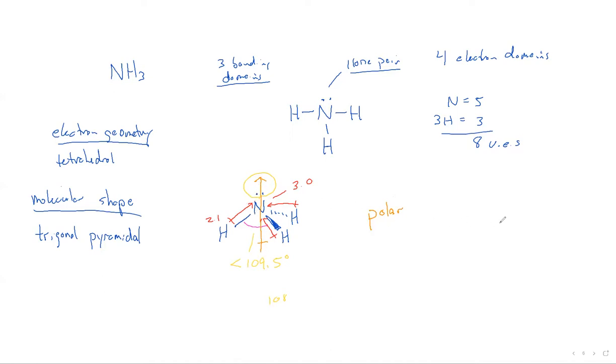Typically, if you have one dipole in a molecule, it's going to be polar. And then if there's more than one dipole, you have to see if those dipoles cancel, see if they're highly symmetrical.